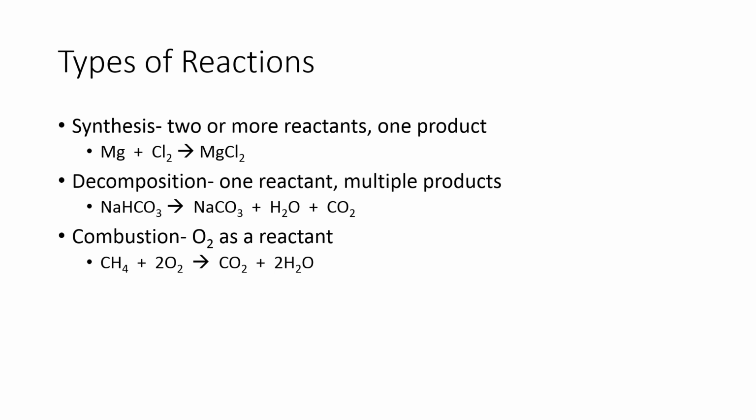You may also see reactions that still have oxygen as a reactant, but do not have a hydrocarbon. These can still be classified as combustion, but they are not going to produce carbon dioxide and water. So this one, we have potassium and oxygen. When they react, they will produce potassium oxide. So it is actually both classified as synthesis and combustion because oxygen was a reactant.